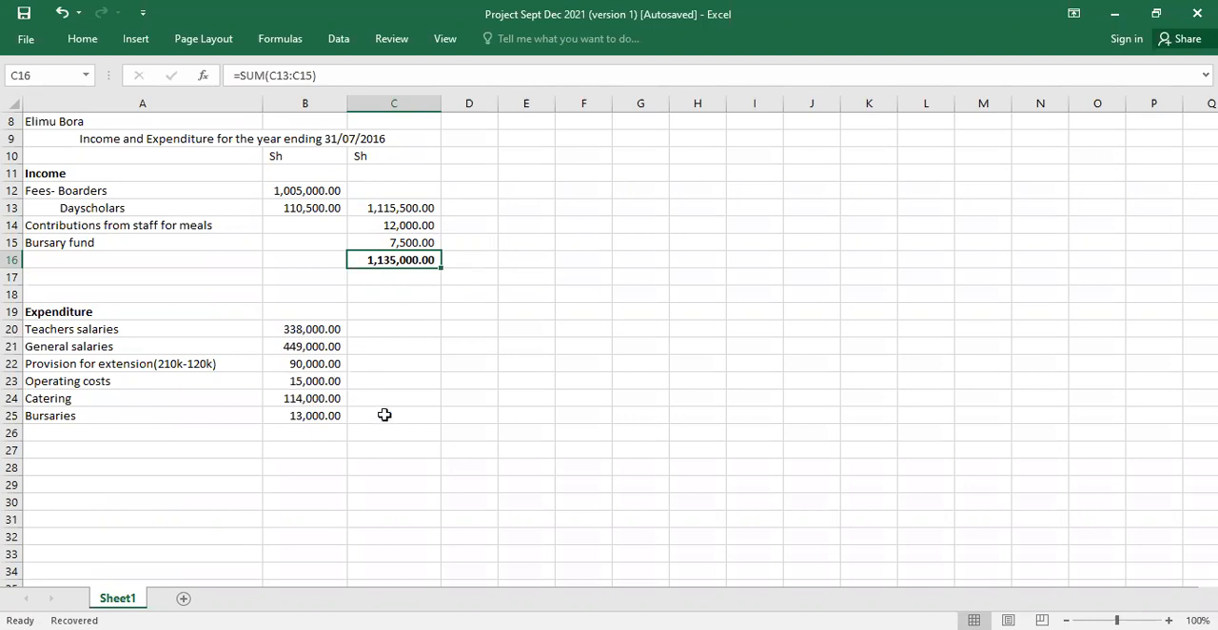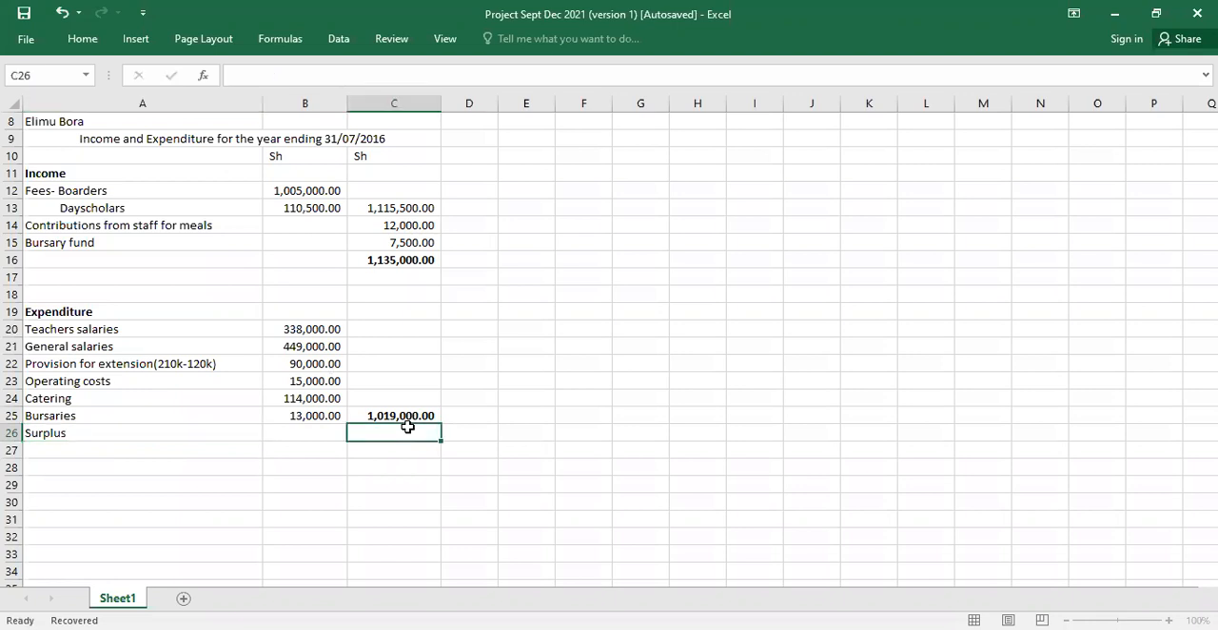Then I add my expenses. So this is equal to sum. So I'm getting 1019. I subtract it from 1135. Know whether it's a surplus or an expense. So in this case, this is a surplus. The figure is bigger.